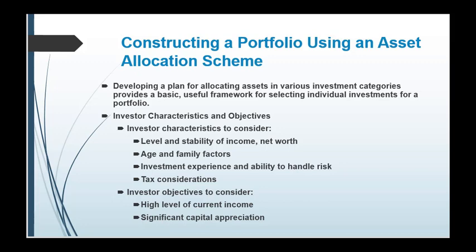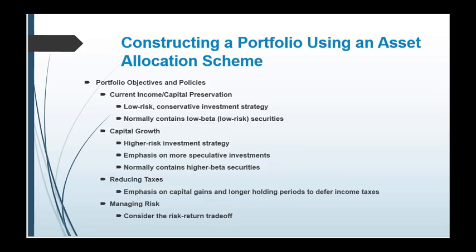Is it income oriented or is it capital appreciation oriented? So if you think about these objectives, right? Current income or capital preservation, right? We need low risk kinds of investments. We're typically going to be looking for low beta types of securities. Capital growth. Obviously there we're looking for higher risk types of investments, higher betas, if you will.